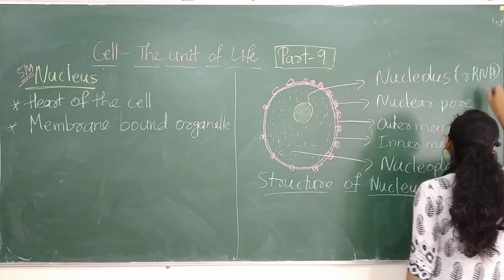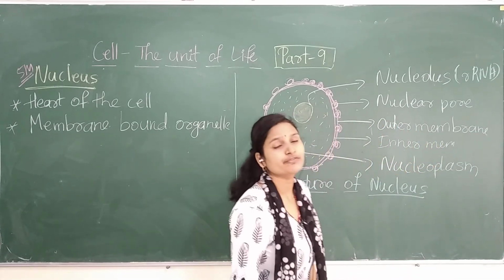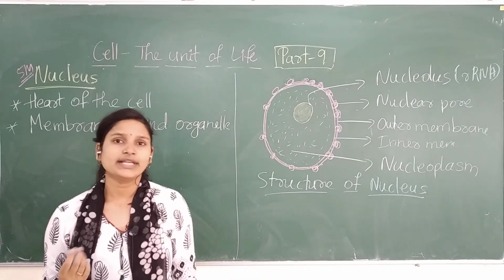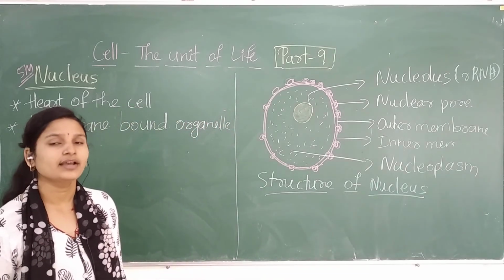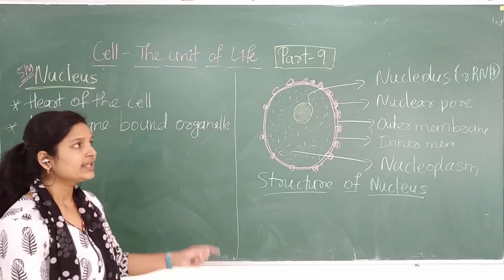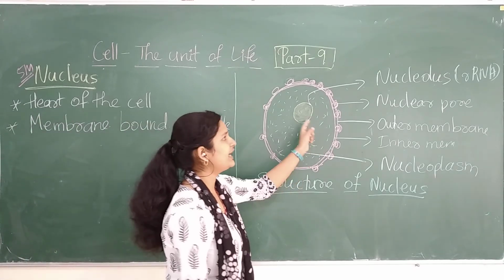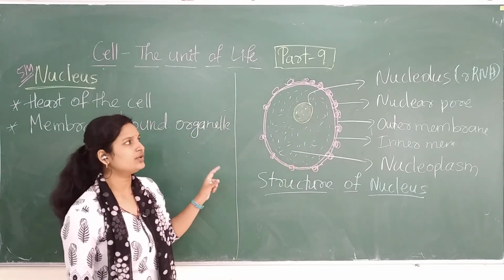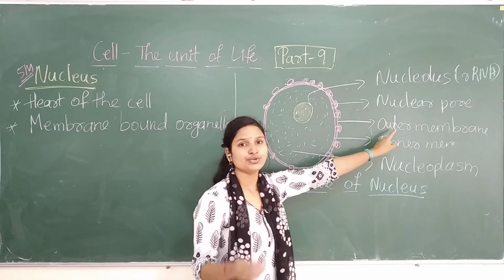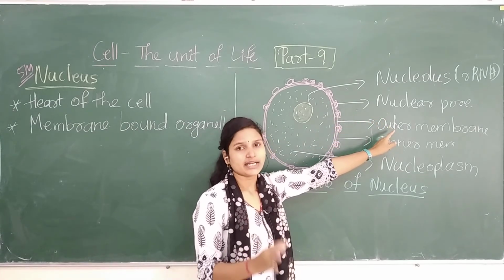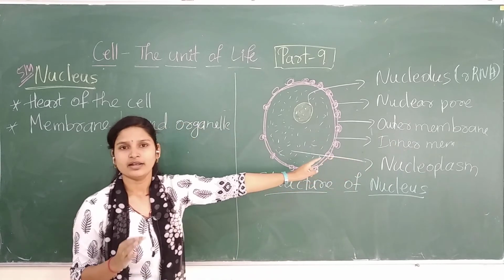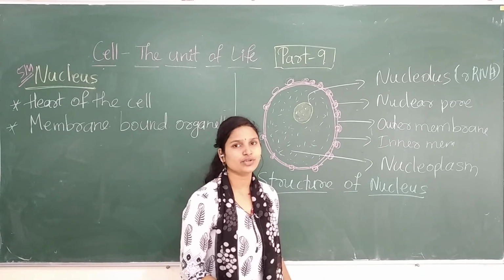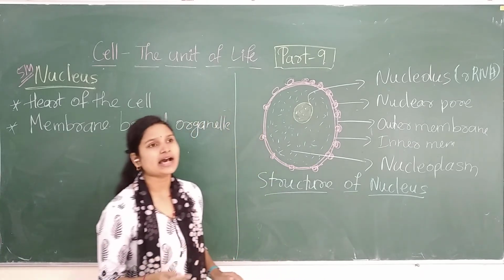What do you mean by rRNA? Ribosomal RNA. From that ribosomal RNA you are going to get the ribosomes, which are formed with the help of this nucleolus. The nucleolus is going to produce the rRNA, which is nothing but the ribosomal RNA. From the nucleolus only the ribosomes are going to be formed. I mean to say rRNA.